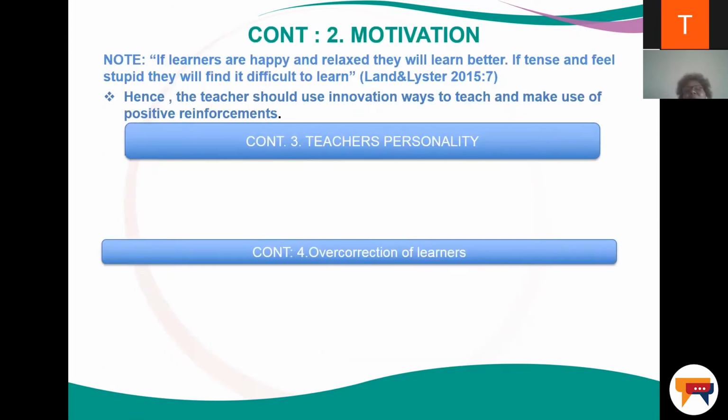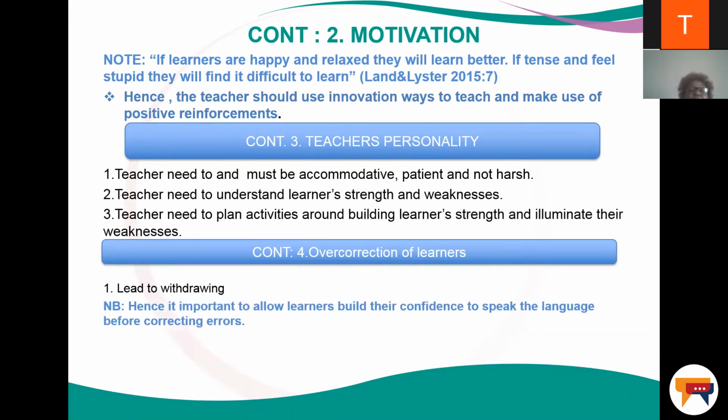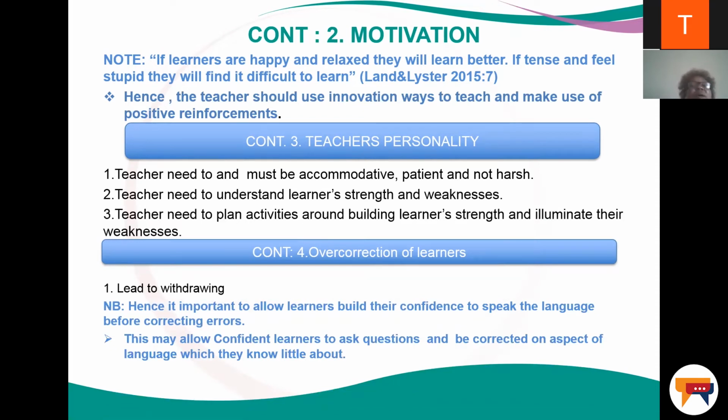And they spoke about motivation. They say motivation is key as a contextual factor. What do we mean by that? If learners are happy and relaxed, they will learn better. If tense and feel stupid, they will find it difficult to learn. Close quote. Lent and Leicester, 2015, page 7. Hence, the teacher should use innovative ways to teach and make use of positive reinforcements. That is very important.